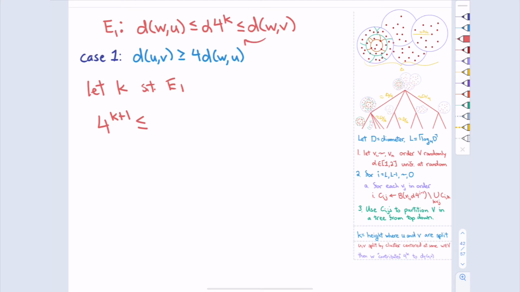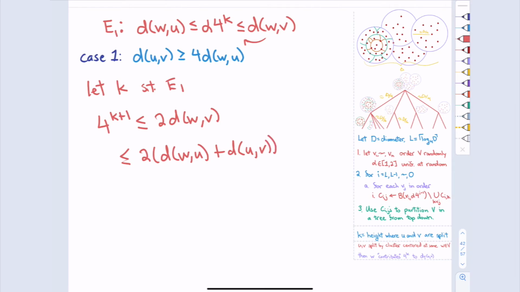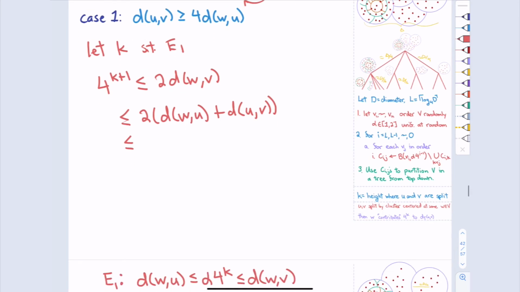So I know that d(W,V) is less than or equal to 2 times the distance from W to V, which by the triangle inequality is at most 2 times the distance between W,U and U,V. And then I know that the distance from W to U is small compared to UV. Okay.